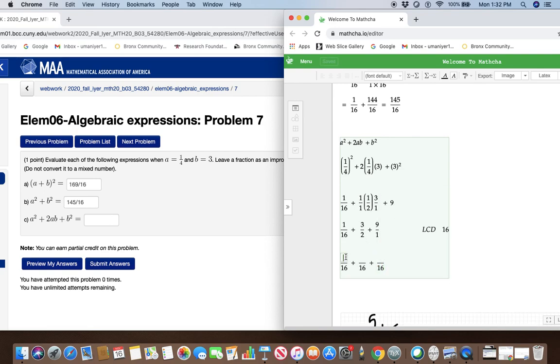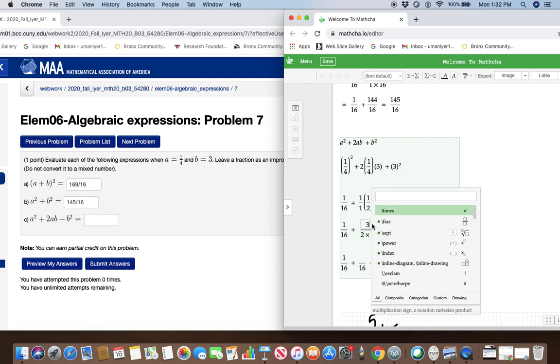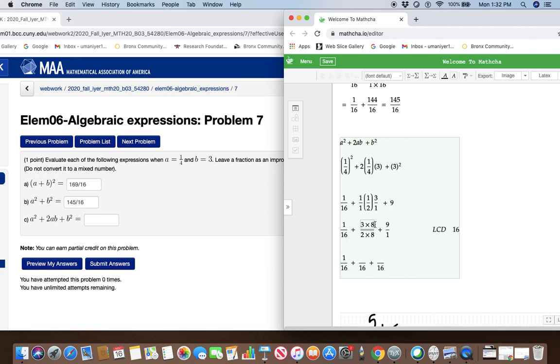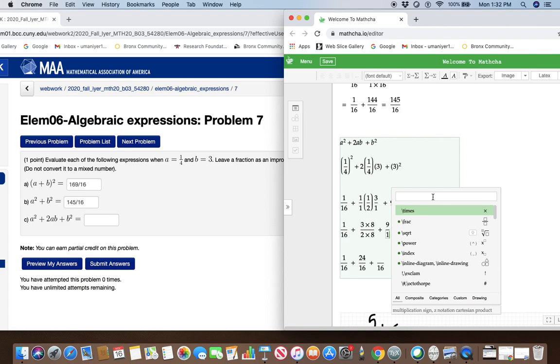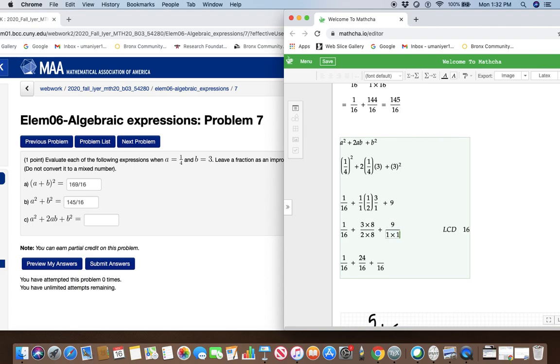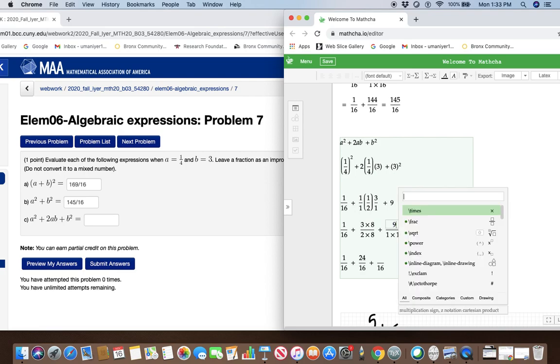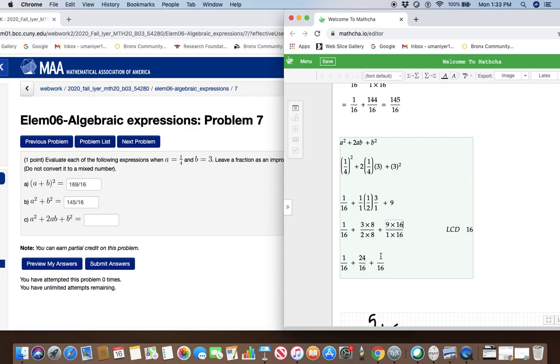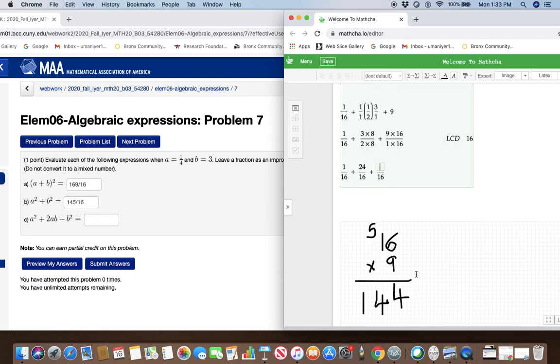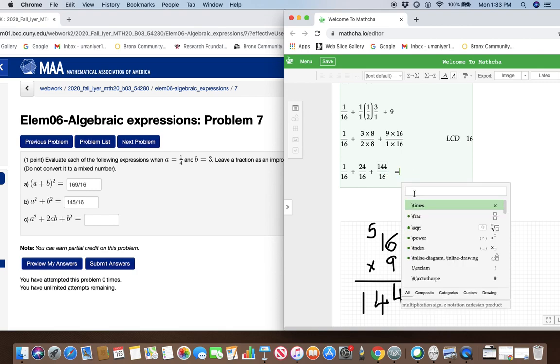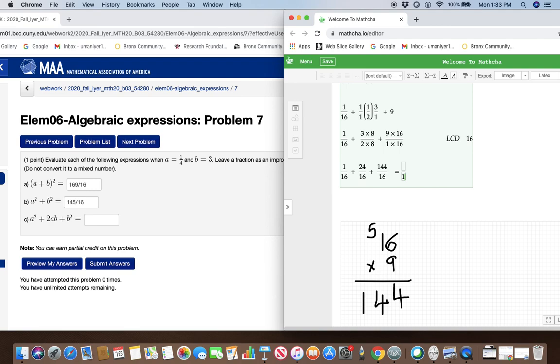Okay. For the first fraction, it's already 16, no change. Second fraction, I need to multiply by 8. You see, 2 times 8 gets me 16. So 3 times 8 is 24. The last fraction, I need to multiply numerator and denominator by 16. 9 times 16, didn't we just do that? 144. Okay, so now you have common denominator 16.